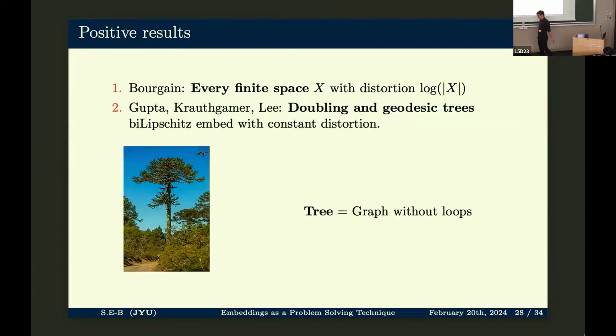Now, there are some other general results that I should mention. Bourgain's theorem says, and this is what all of the algorithmic results use, that if you have a finite metric space of n points, then you can always embed it into a vector space of dimension logarithm squared of the size, with distortion logarithm of the size.